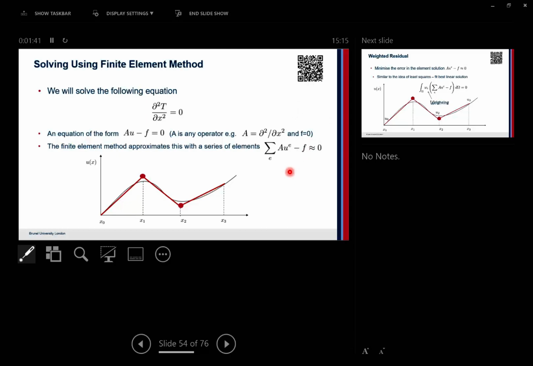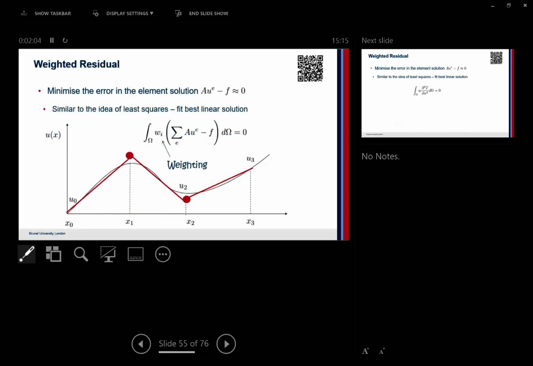Okay, so the process is exactly what we've seen before. We're approximating the solution of that function with a series of straight lines, if you like, a series of elements. Now, this is potentially a bit misleading because we already know the solution is a straight line, but here it's just a general function, u of x, and this method again is general.